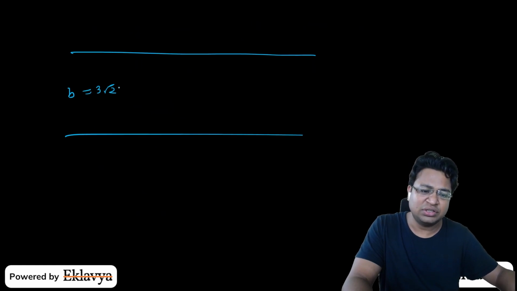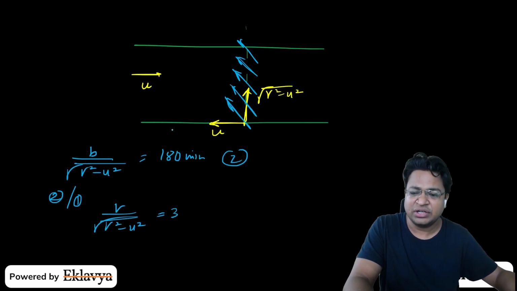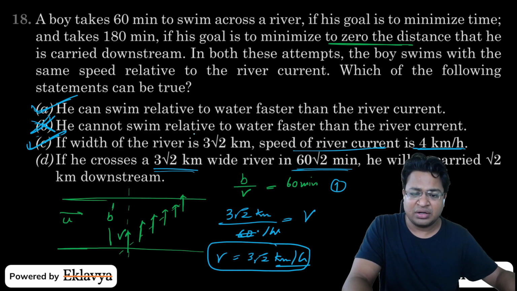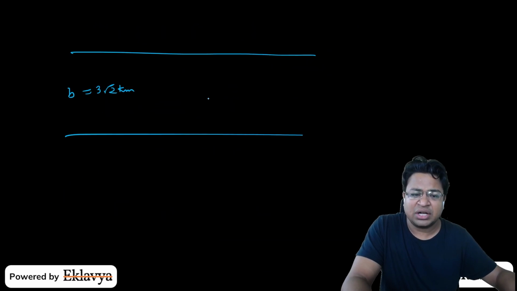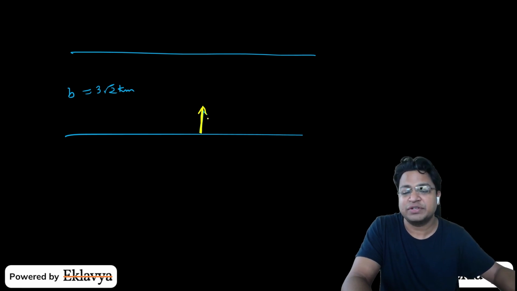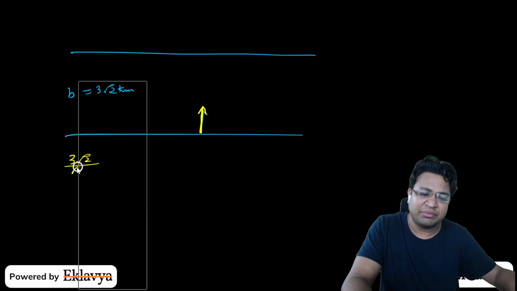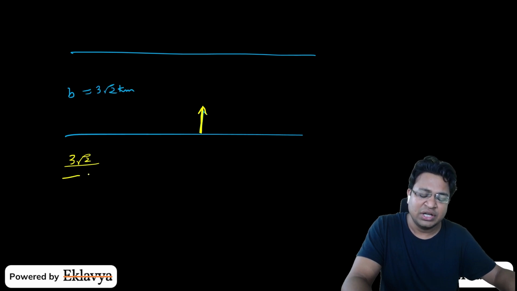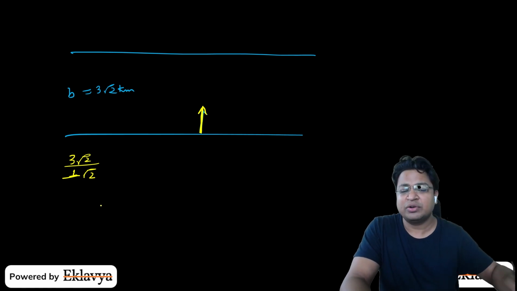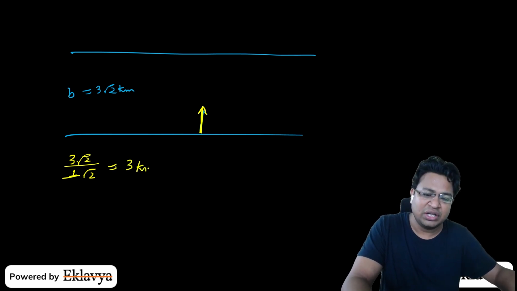So this is a 3 root 2 kilometer wide river, and he is crossing it in 60 root 2 minutes. The component in this direction can be calculated by using the given data. Let's say he has broken his velocity into two components, one of which is in this direction. How much is this? The distance covered divided by the time taken. Time taken is 60 root 2 minutes, which if we convert into hours becomes root 2 hour. So this becomes 3 kilometer per hour.